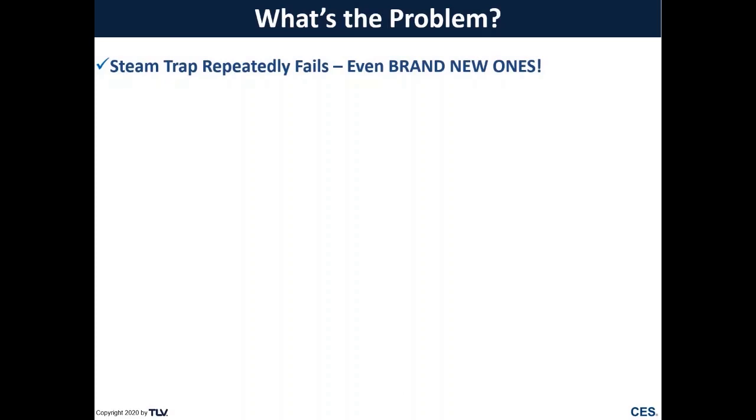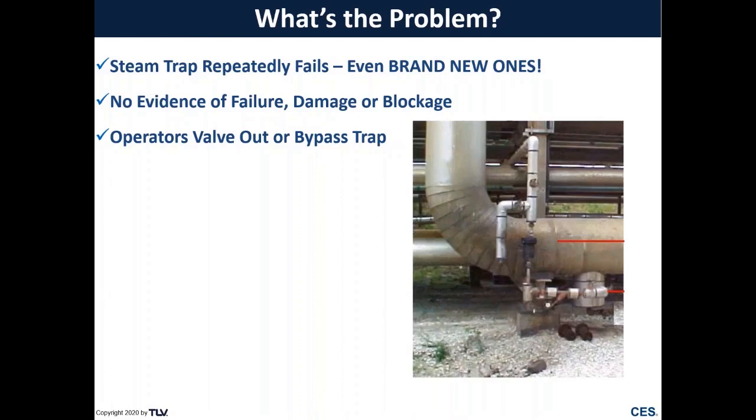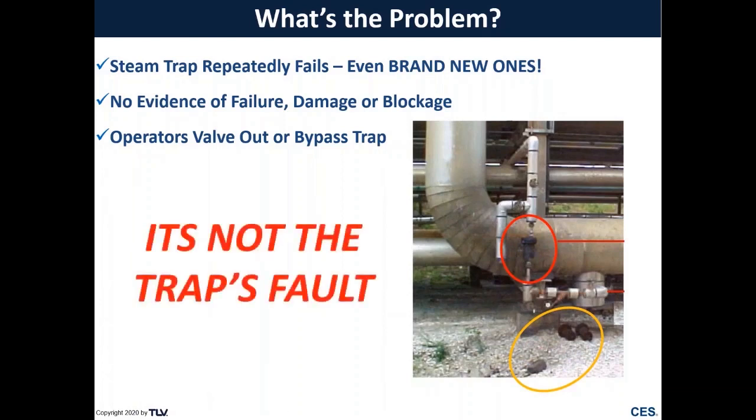Do you ever see steam traps that are repeatedly failed, even if it's a brand new installation? And there's really no reason or visible evidence of why that steam trap failed. You often see operators who valve out a steam trap or bypass a steam trap because the problem cannot be identified. So here's an example of a steam trap, and you can see there have been multiple steam traps removed from this application, and there are repeated failures.